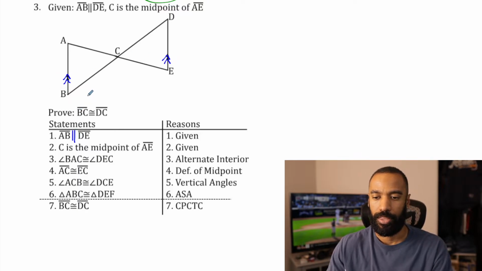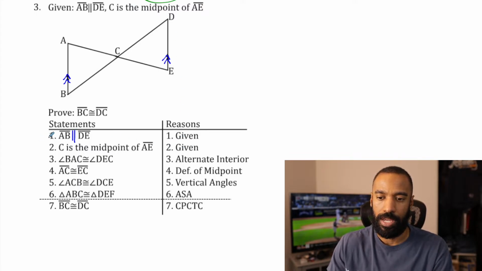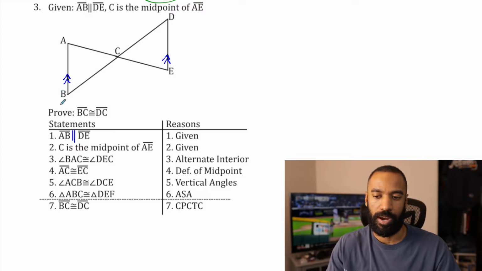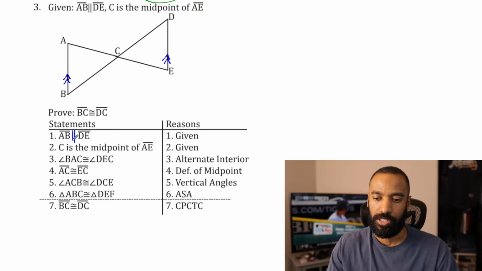So they started there. Now, they also mention the next given here, even though we are going to be using statement 1 to get statement 3. You'll see what I mean when I draw some arrows to it. But they say that C is the midpoint of segment AE as well as the next given.